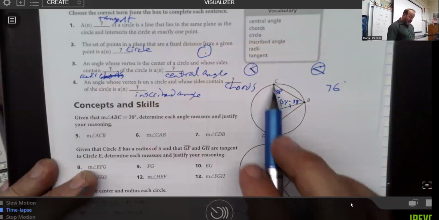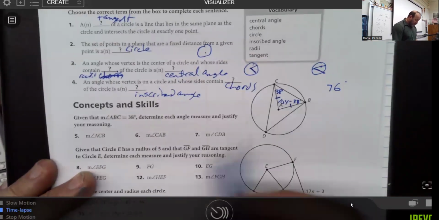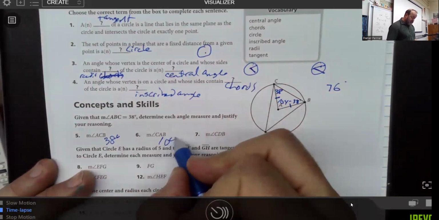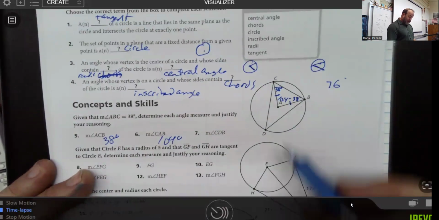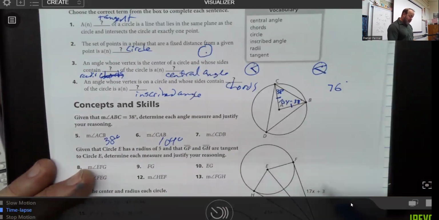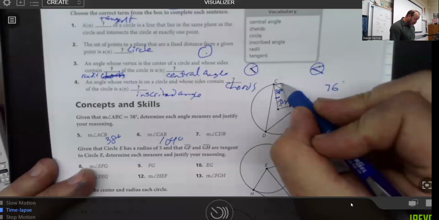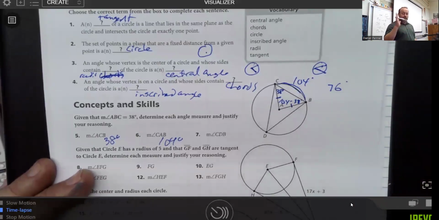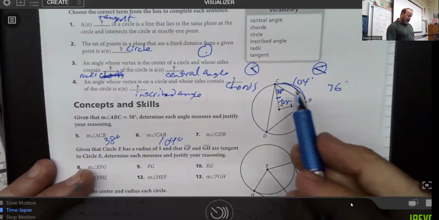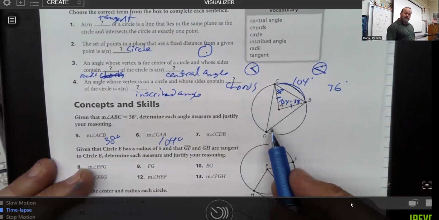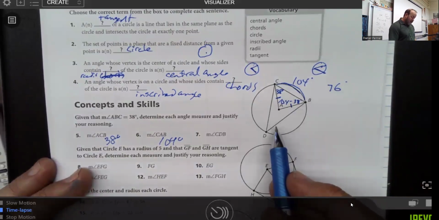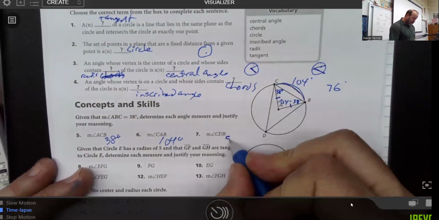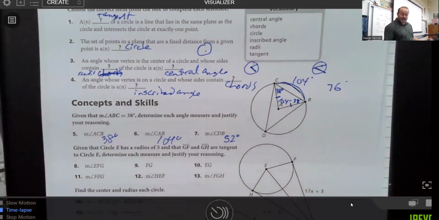So the measure of angle ACB is 38 degrees. Measure of angle CAB is 104 degrees, and CDB way out here. Now that's a tricky question because if this is a central angle, that means this arc right here is the same, 104. But try not to go too fast here. That means that the angle down here should be 1/2 because an inscribed angle is half of the arc. So if this is 104, that means the inscribed angle is half of 104, which is 52 degrees.